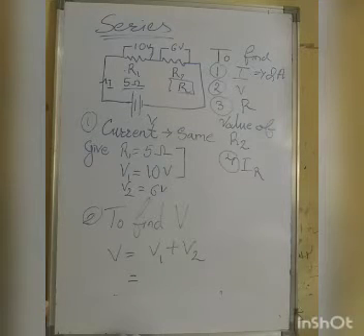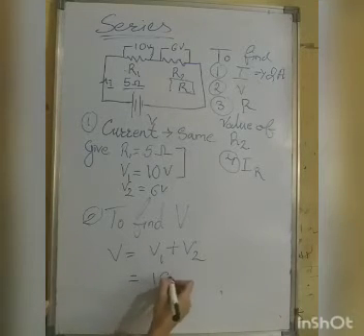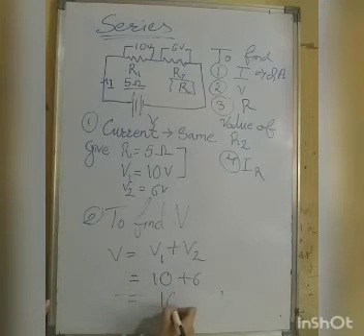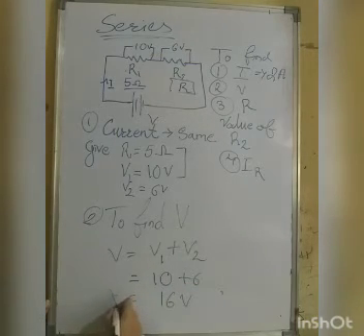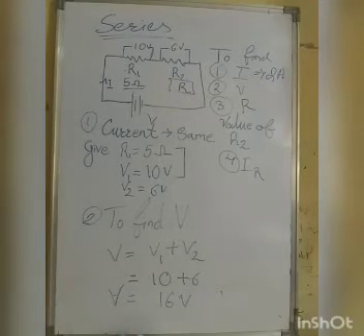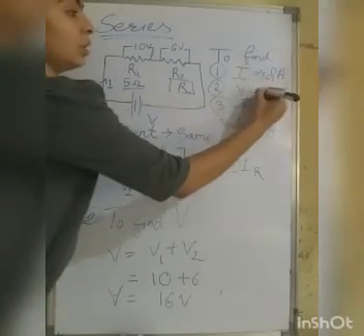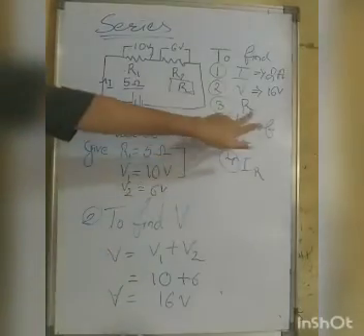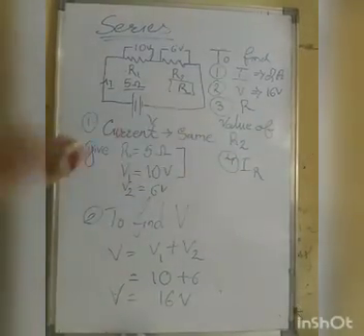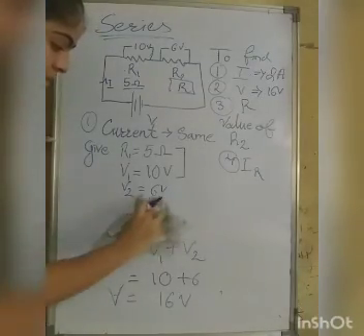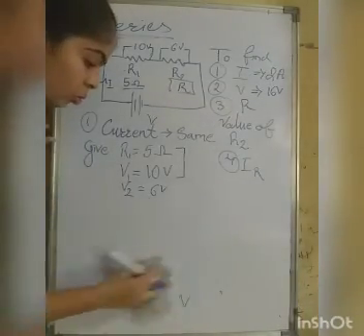So what is the V now? 10 plus 6, that is 16 volts. So your V is nothing but 16 volts. Now you got the value of V also. So what is the value of V? The value of V is 16 volts. Now what is remaining? Your R, that is the value of resistance R2.